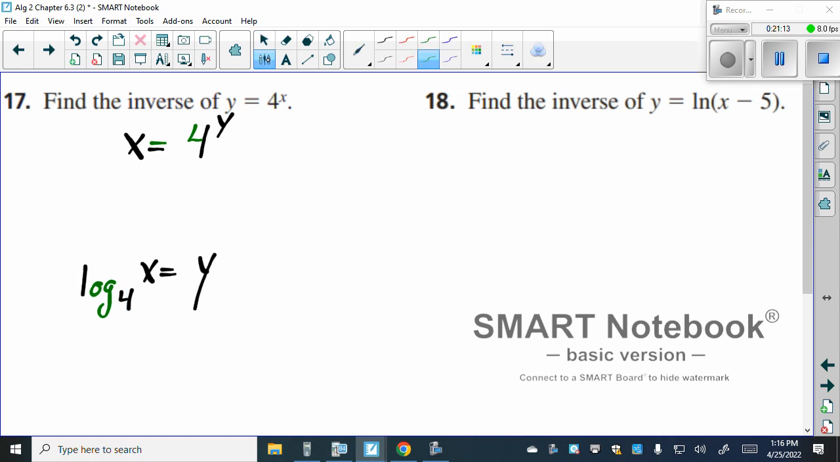So that is the final answer, and I'm going to write the in-between step because we could say log base 4 of x equals log base 4 of 4 to the y. And then that would simplify, giving us y equals log base 4 of x. And that is the final answer because y is by itself. If there was another value with y, we would need to simplify it out. So if we had 3y, we would have to divide by 3 or multiply by 1/3 to get y by itself.